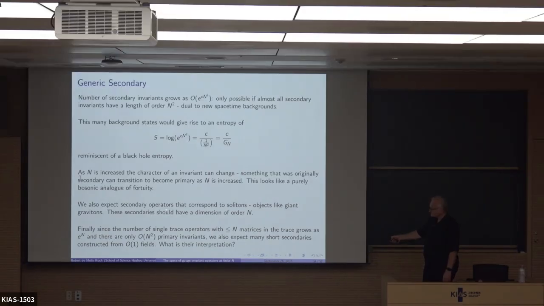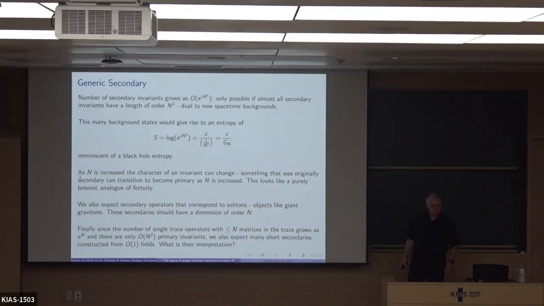We would also expect some of these secondary operators to correspond to solitons, something like, say, a giant graviton. These secondaries should have a dimension of order n. We don't have any supporting evidence for that. That's just something that we expect to happen. And now let me return to these secondary operators that are really very small.